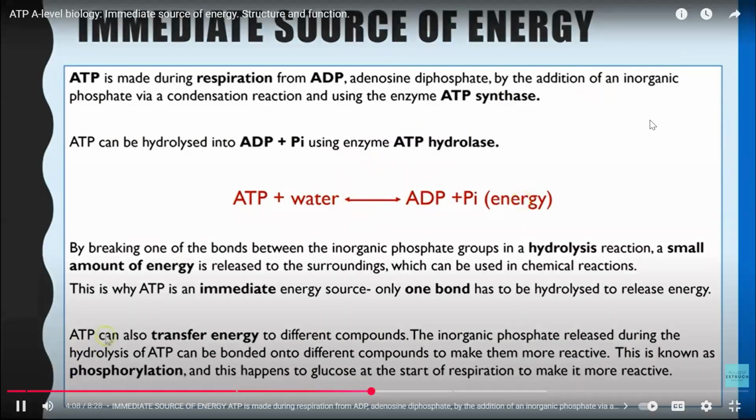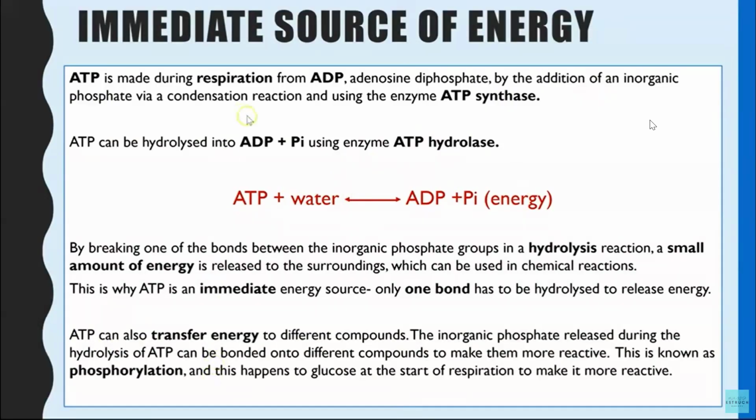So the final thing just to point out is ATP can transfer the energy that is released when that bond is hydrolyzed. So instead of it just being released to the surroundings, if the inorganic phosphate, which has been broken off, is bonded onto a different compound, that compound will then gain the energy and it becomes more reactive. And that is known as phosphorylation.